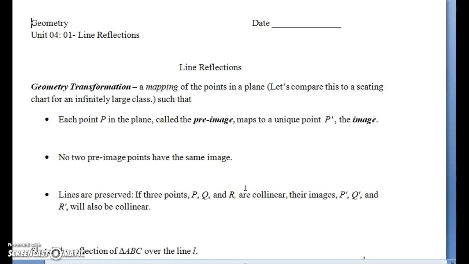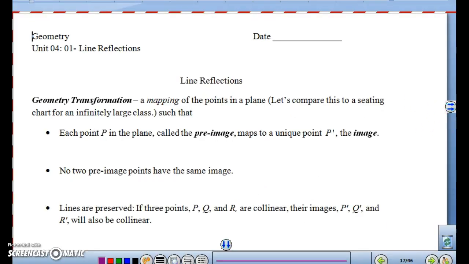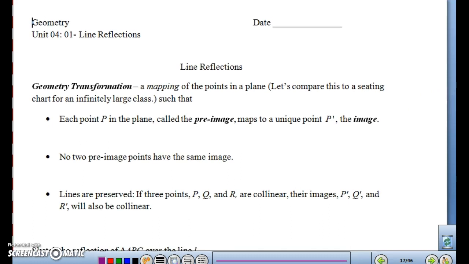This is Geometry Unit 4, Lesson 1 on line reflections. This unit is on transformation. So before we do line reflections, let's talk about what a transformation is. A transformation basically is a change of something. We are going to be mapping points in a plane. We're going to be moving points around in a plane.